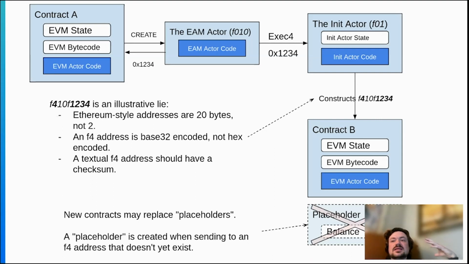One of the important things about this is that this final step, when we construct the actor, it can actually replace a placeholder. The placeholder is this new concept being introduced with F4 addresses, where if you send funds to an F4 address before there's an account or a contract or anything deployed at that address, it'll automatically create a placeholder just to hold the funds. This allows you to send funds to an address where you expect the contract to be deployed before it's actually deployed there. Create and create two can then actually deploy a contract over a placeholder, and that new contract will now inherit the funds from the placeholder.